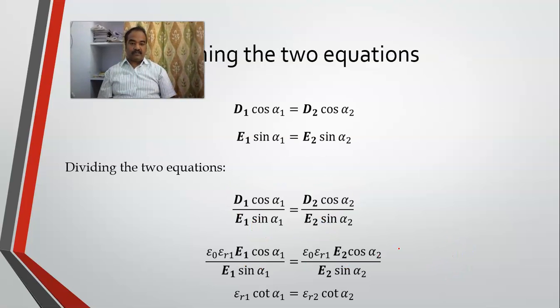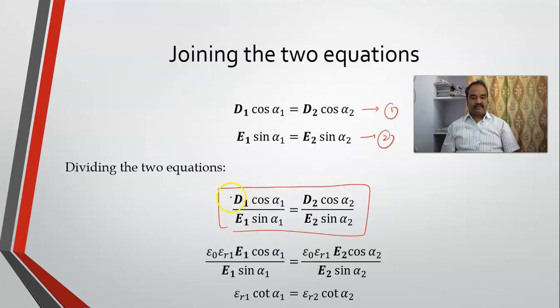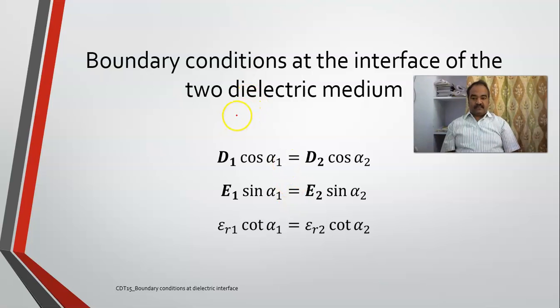Now if I employ these two expressions, this was the first expression which I have obtained, and this is the second expression, dividing 1 by 2. You know that D1 is already equal to epsilon E1, and D2 equals epsilon E2, right? So E gets cancelled, epsilon remains. So epsilon r1 into cos by sine is cot alpha 1, here also it is cot alpha 2. So this is my third expression. So the final expressions are, this is 1, this is 2, and this is 3.